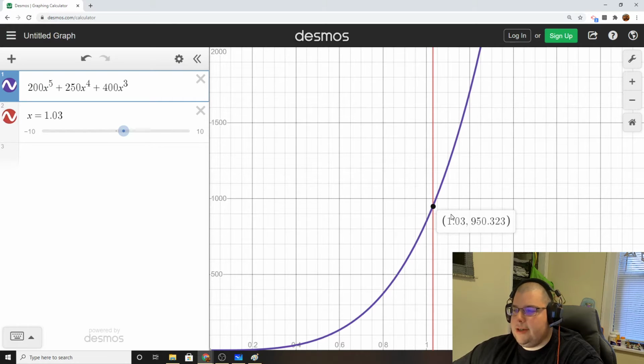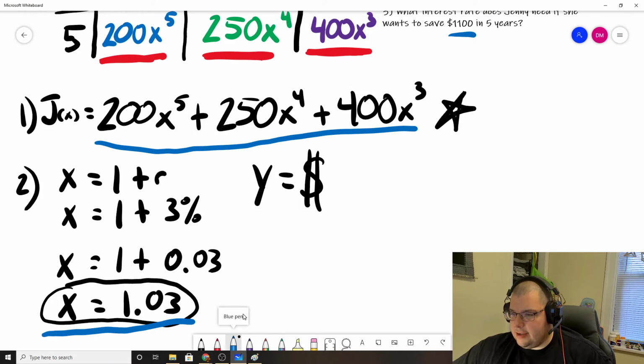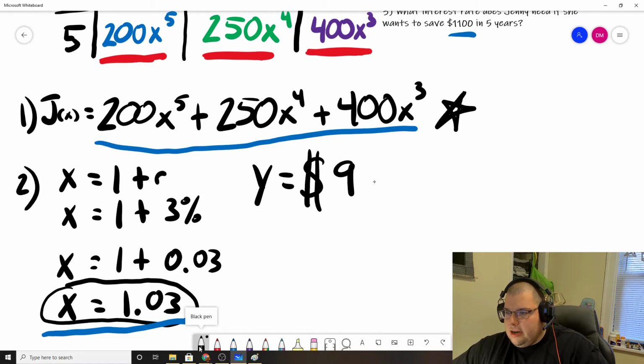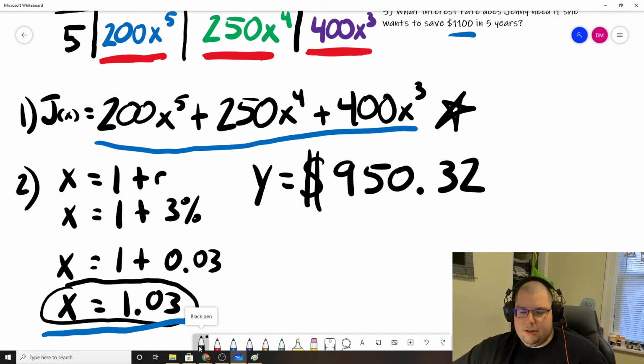That intersection point gives me the x value of 1.03, representing the 3% interest rate. And then that y value on the screen tells me the amount of money in the account at that interest rate. So the answer to number 2 is this y value, $950.32. So y is equal to $950.32. That is the answer to number 2.